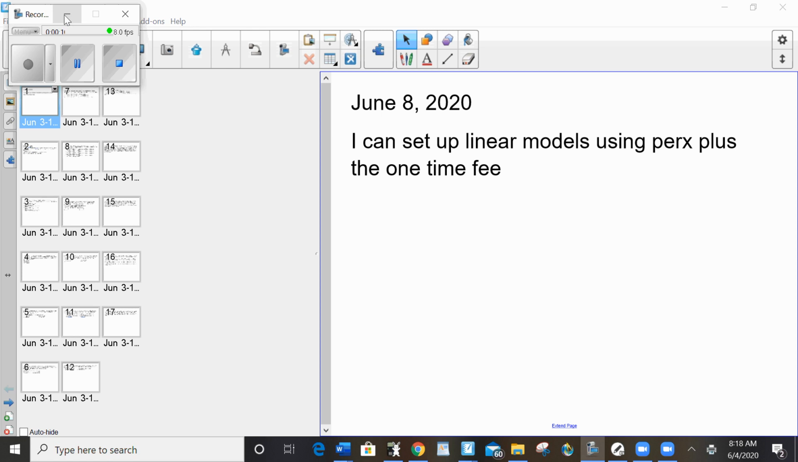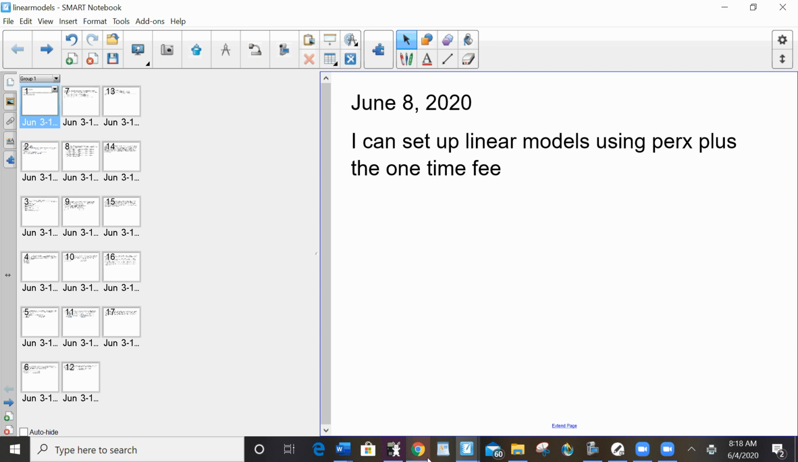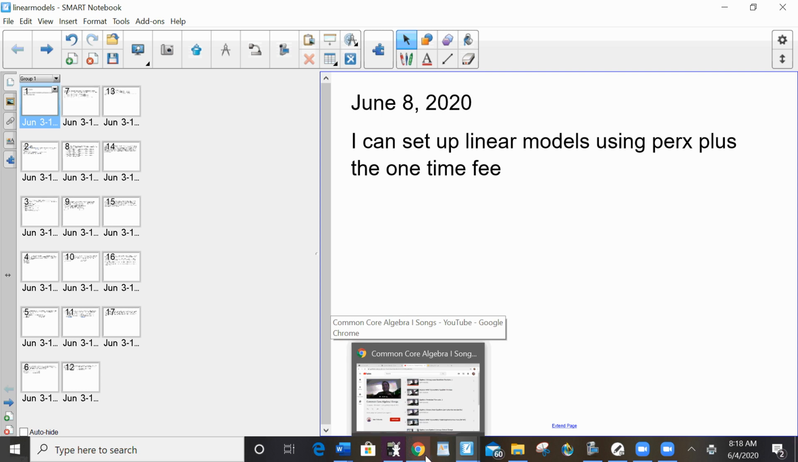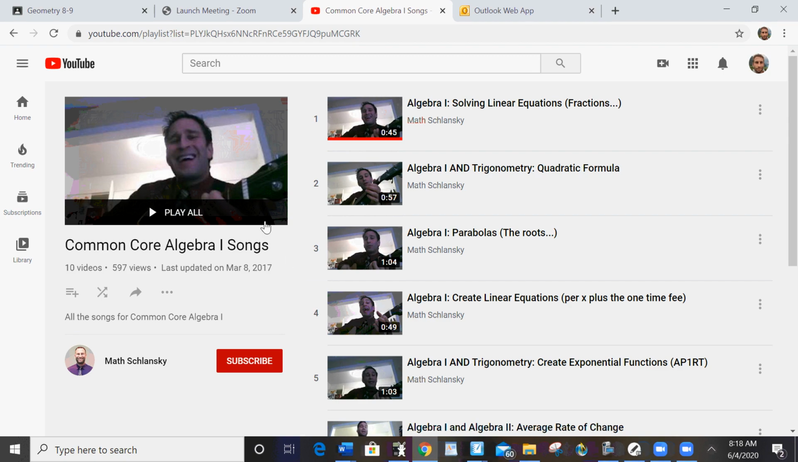So we have a little song going back to Algebra 1. This is a very big topic in Algebra 1 to help us with this. So here it is.